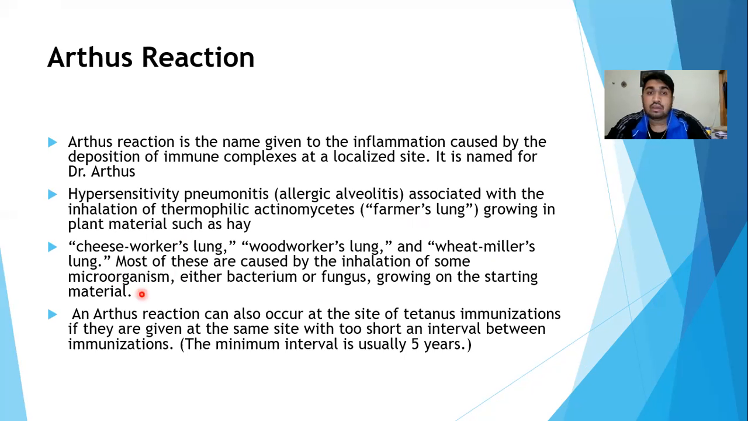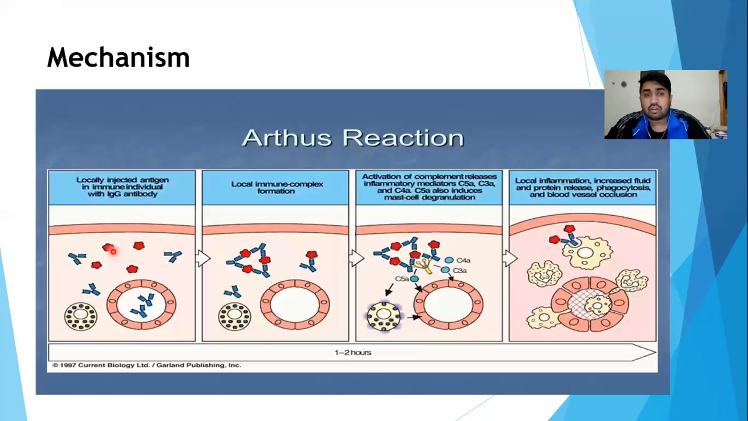Now the mechanism is the same. I have told it previously, but I am giving a thorough review. Here the antigen and antibody will bind together and form an antigen antibody complex, and this will get deposited in the blood vessel and activate the complement pathway and form C3 and C5a. The C3 and C5a activate neutrophils, which release various substances and cause damage to the localized site.